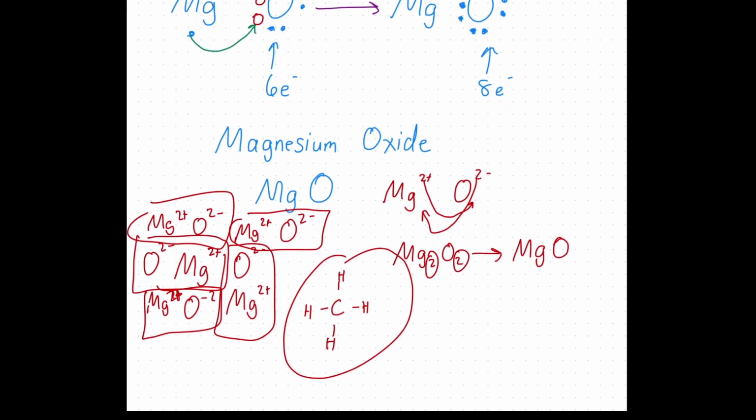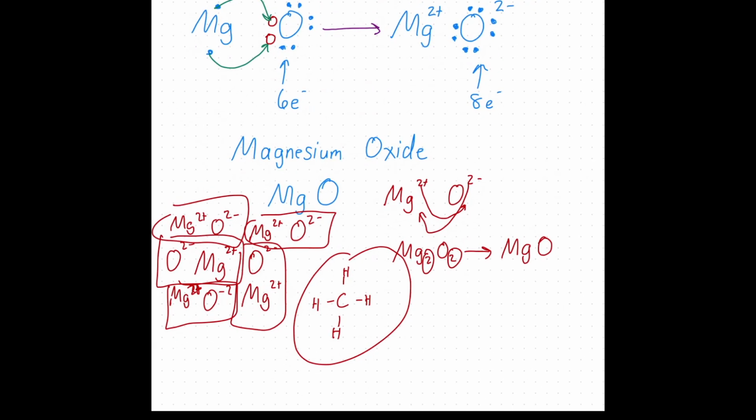So the formulas for ionic compounds will give you the ratio, the number of oxygens to magnesiums or magnesiums to oxygens. They do not tell us that this is what a molecule is. It's not an individual thing, not a discrete packet of matter. No, it is the ratio in this big, long structure.